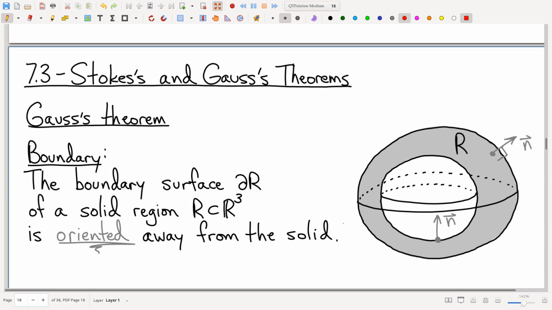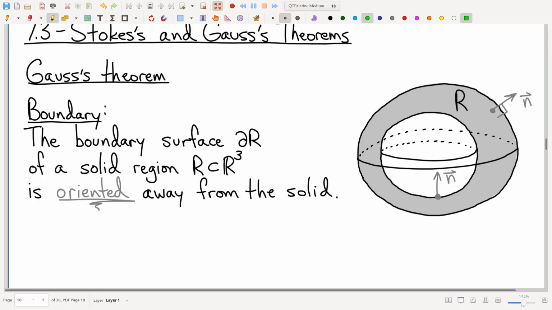The book starts with Stokes' theorem. I prefer to start with Gauss's theorem. I think it goes down a little easier. I think it's a better little sort of first step in the three-dimensional accumulation theorem arguments. And I'm going to start with Gauss's theorem. In order to do so, we need to talk about boundaries.